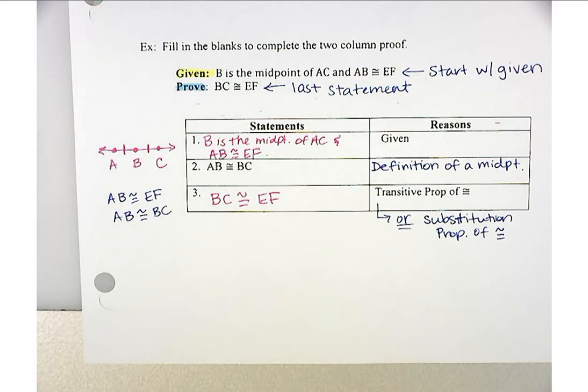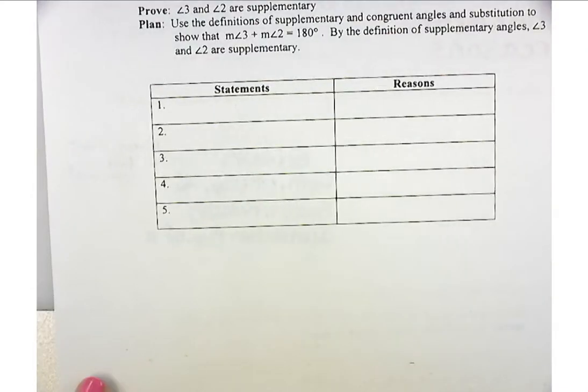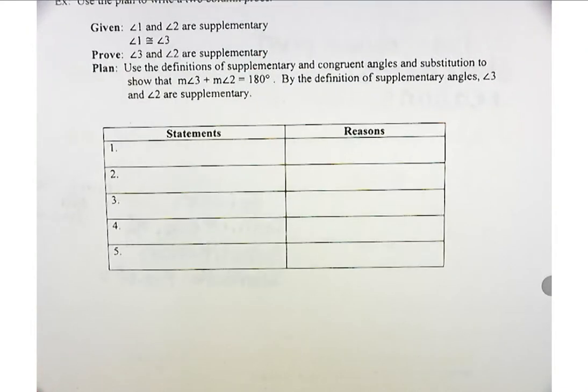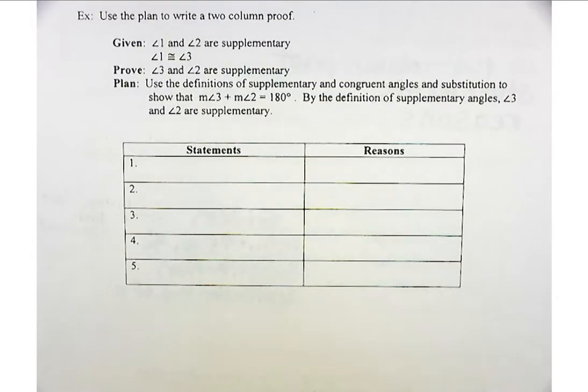Okay, what questions do you guys have for me so far? These are gonna take some practice. Okay, so on the back, it says use the plan to write a 2-column proof. I'm gonna give you a minute to read through those. And then I want you to see if you can start your proof.